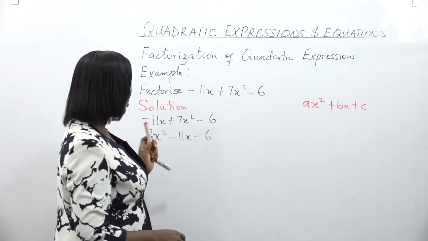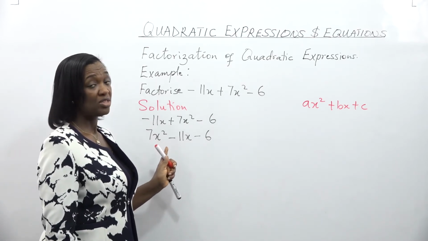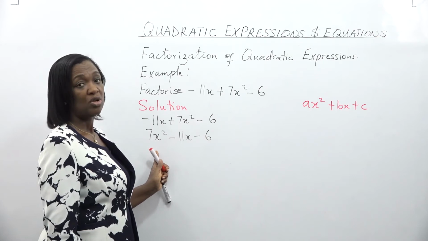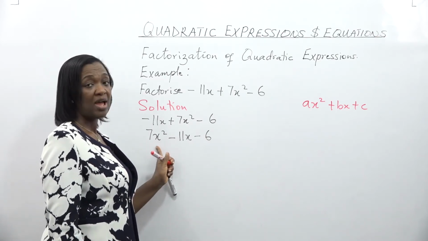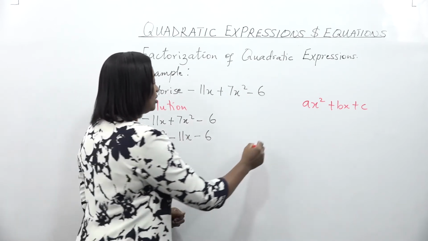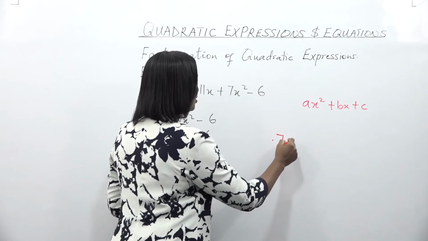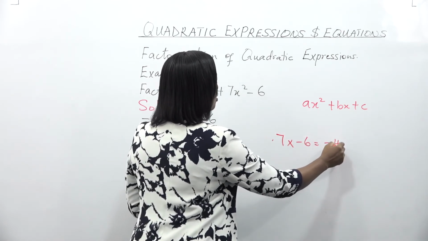In this example, the coefficient of the quadratic term is not 1, it's 7. So we'll find the product of the coefficient of the quadratic term and the constant. So we're multiplying 7 times minus 6, which is equal to minus 42.